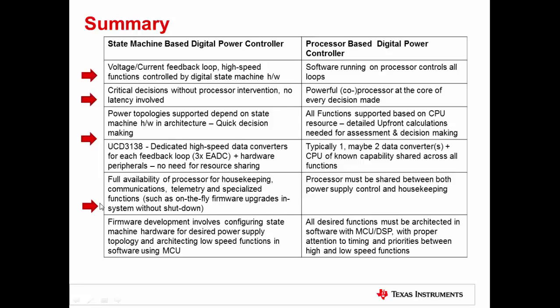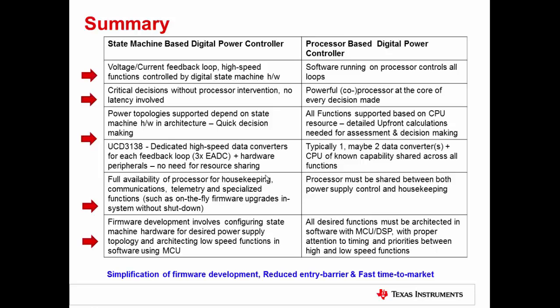With the state machine hardware doing the heavy lifting power supply control functions, the processor is fully available for housekeeping, communications, telemetry, and other specialized functions. On the other hand, the processor must be shared between both the power supply control and the housekeeping functions. Firmware development simply involves configuring the state machine hardware for the desired power supply topology and architecting the low speed functions using software running on the MCU. On the other hand, all the desired functions must be architected in software with proper attention to timing and priorities between the high speed and low speed functions.